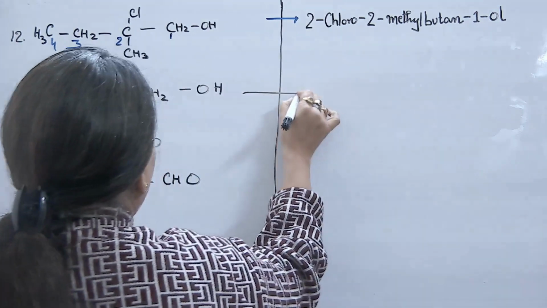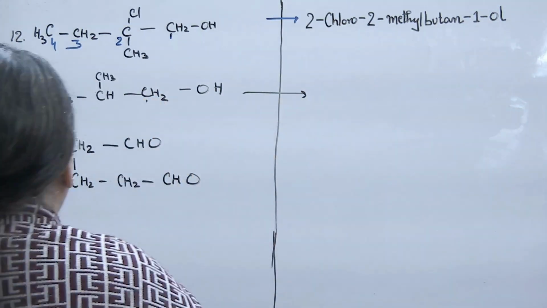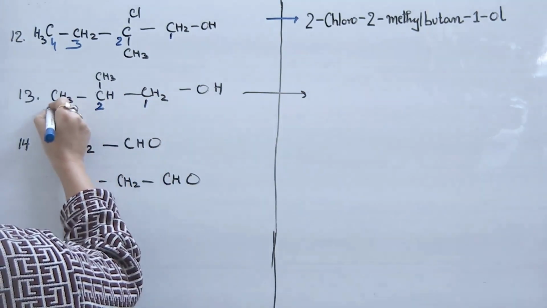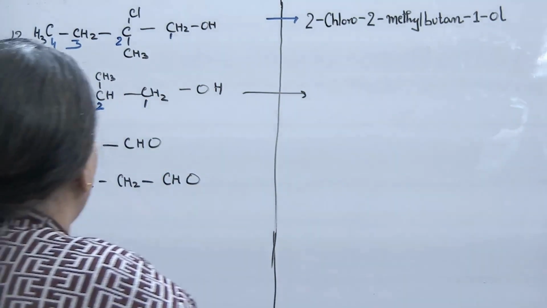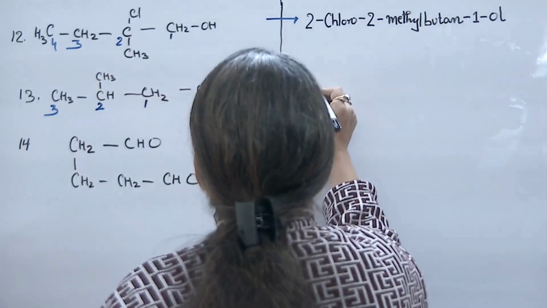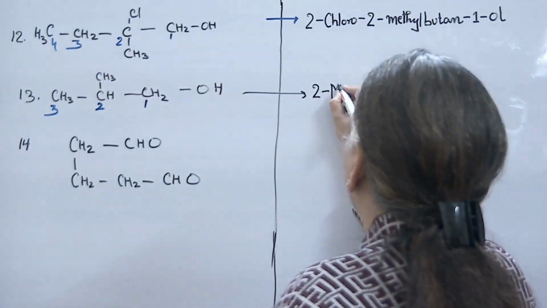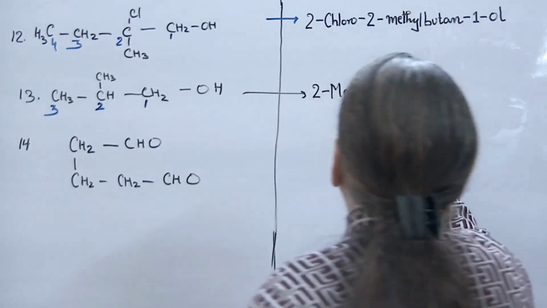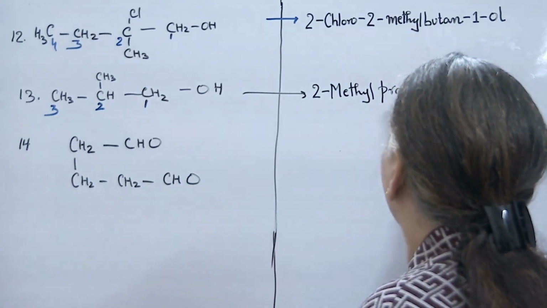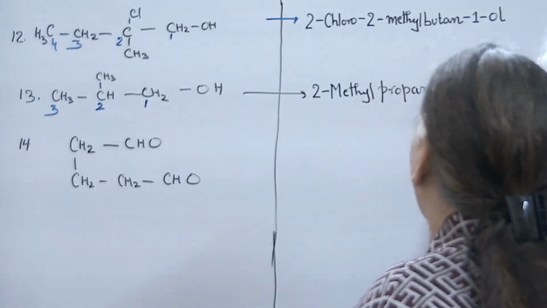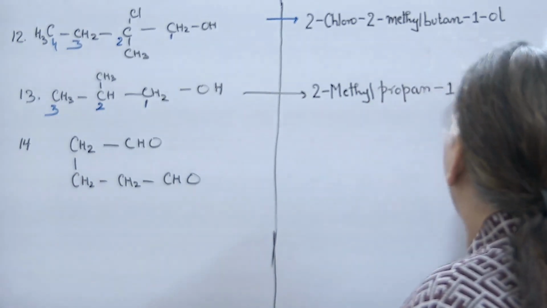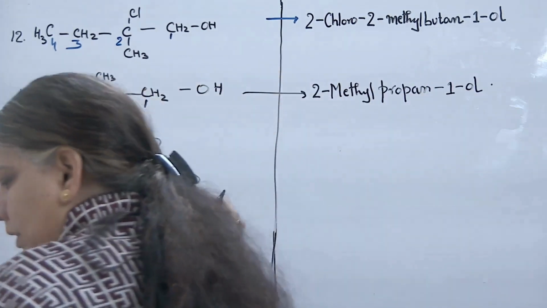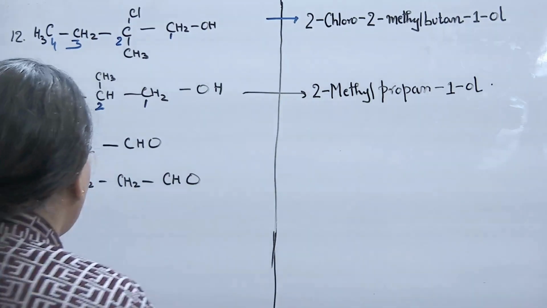Similarly, for this, numbering is done from this carbon 1 2 3. Select the longest carbon chain. Now we have 2-methyl propane, remove E and replace it with 1-ol. See, this is somewhat interesting.